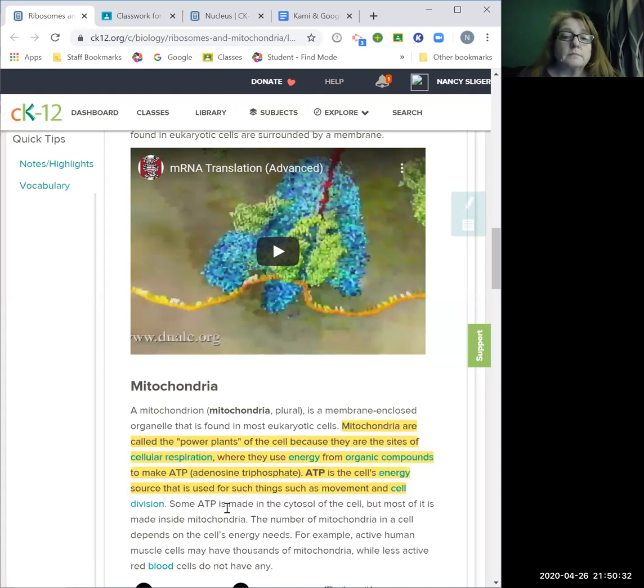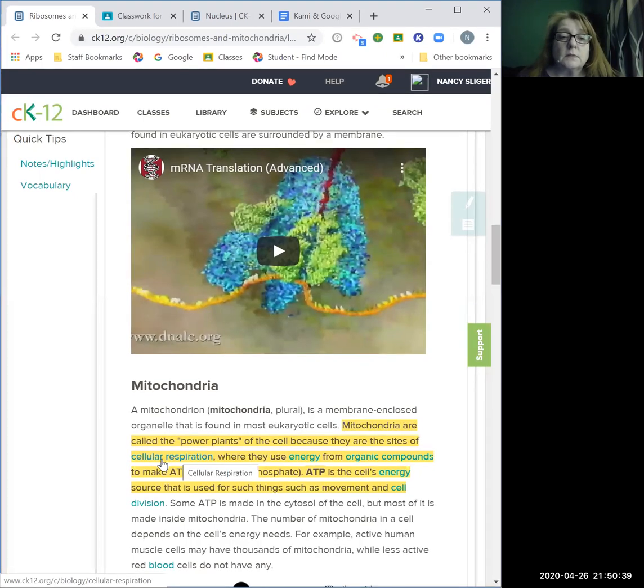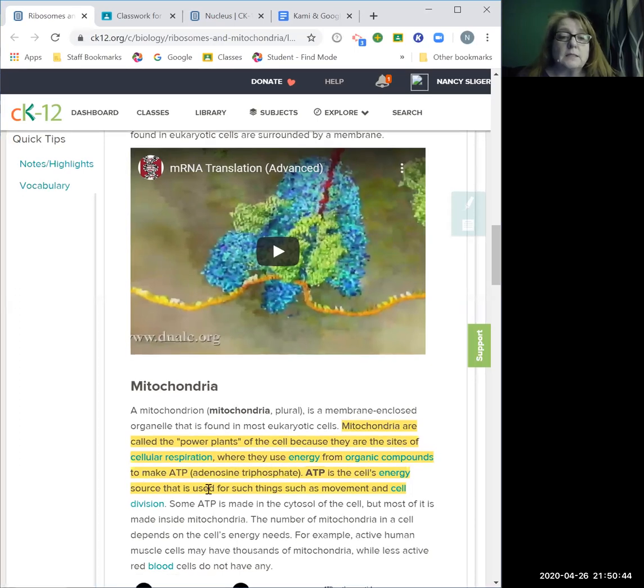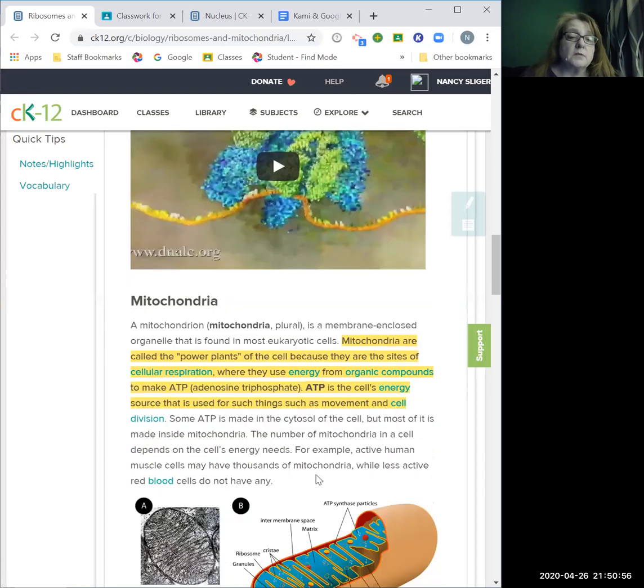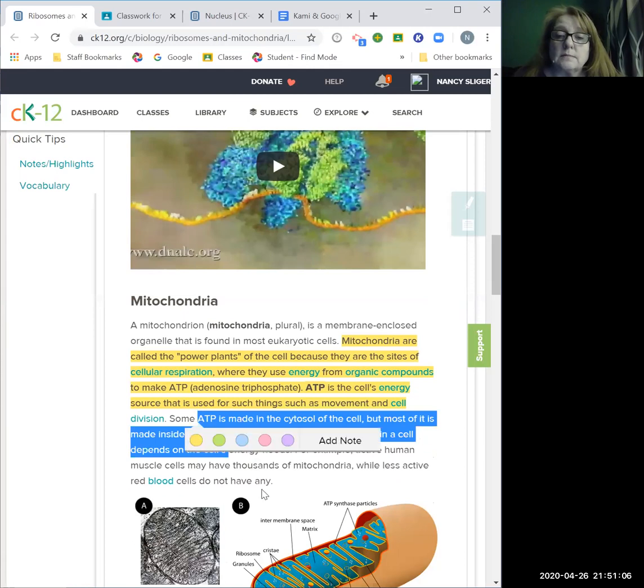Let's put that in yellow. Mitochondria are the power plants of the cell because they are the sites of cellular respiration. They use energy from organic compounds to make ATP, which is adenosine triphosphate, the cell's source of energy. It's like its energy molecule. Some ATP is made in the cytosol of the cell. Most of it's made inside the mitochondria. The number of mitochondria in a cell depends on the cell's energy needs.